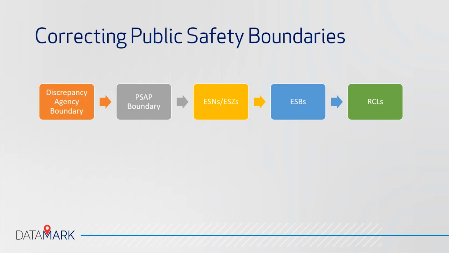Then you'll want to make sure that your ESN data or your ESZs are cleaned up. In the state model, ESZs are a required layer. In the national model, they are not. So if you reference the national model and you're not seeing any real guidance about building ESZ data, it's because they're not required for call routing in Next Generation 911. But in the state model, they are.